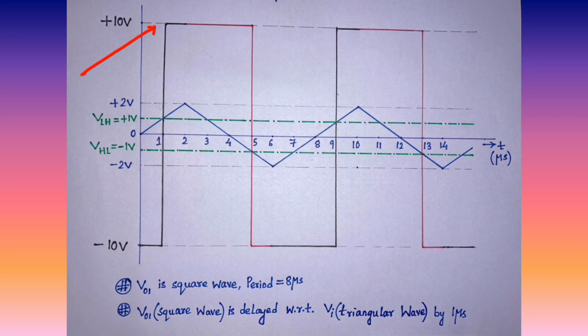Okay, and then what happens? It continues, and when my input decreases from plus 2 volt to minus 2 volt and crosses minus 1 volt, then what happens? My V plus changes from a positive value, it becomes equal to 0, and then it decreases further and becomes lesser than 0. Then my output flips from plus 10 voltage to minus 10 voltage.